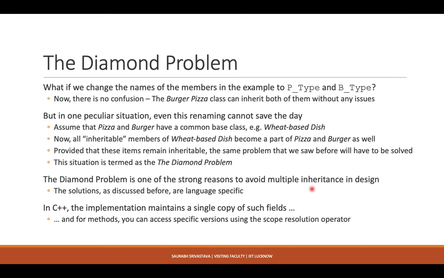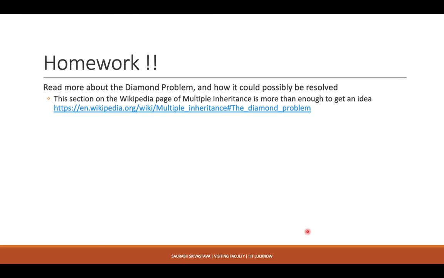In C++, the implementation can actually maintain a single copy of such fields. It is possible to tell the implementation not to make multiple copies of the fields from, let us say, wheat based dish. There is a way to do that, but you can also use another operator called the scope resolution operator, and with the help of that, if you do want multiple copies of these fields, you can still have them. We'll see how to do that in C++ in the second part of this lecture.